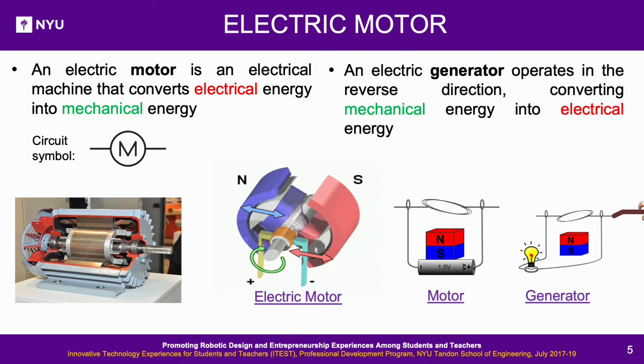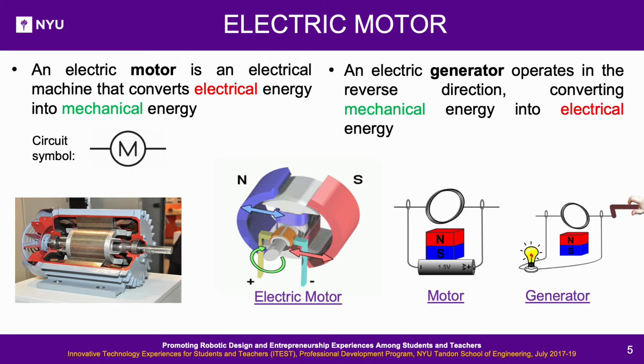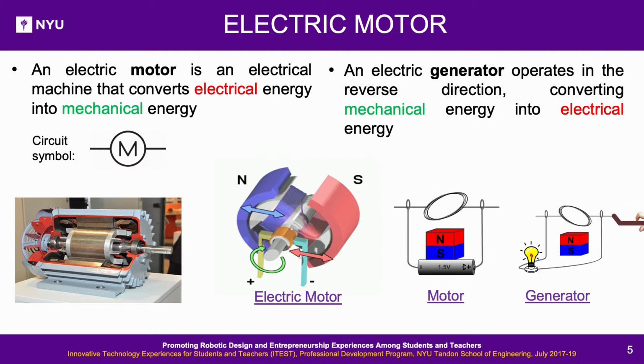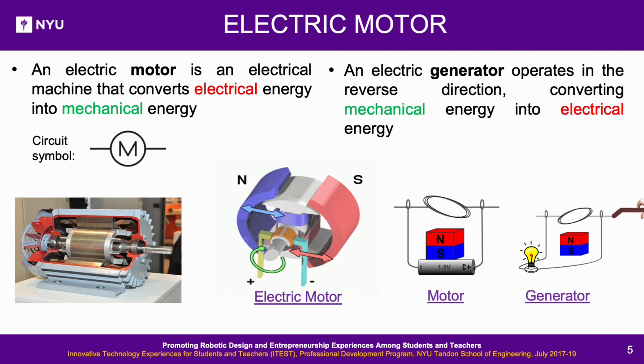Electric motor. An electric motor is an electrical machine that converts electrical energy into mechanical energy. An electric generator does the opposite. It converts mechanical energy into electrical energy. The animation on the right shows the working of a motor and generator in theory. However, the working principle and construction of these devices is not as simple.